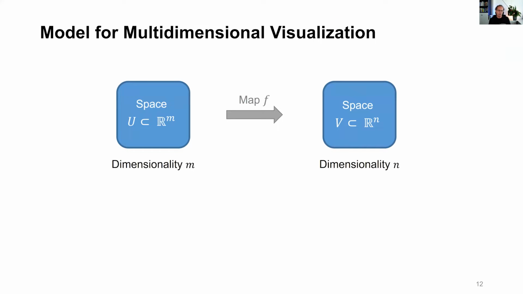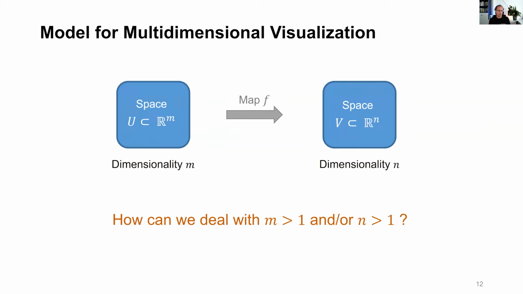And when we want to switch to the case of multidimensional visualization, we obviously need to include higher dimensionality. And now let's take a model where this space U has dimensionality m, and we can also assume that the whole thing lives in Cartesian coordinates. Therefore, we call it R^m. And also, likewise, for space V, we assume that we can describe it by Cartesian space, and here the dimensionality is called n.